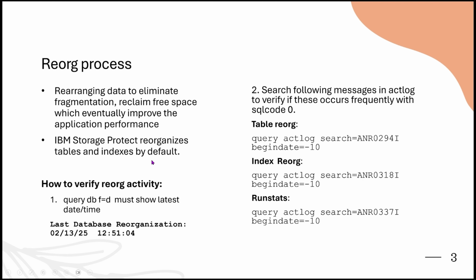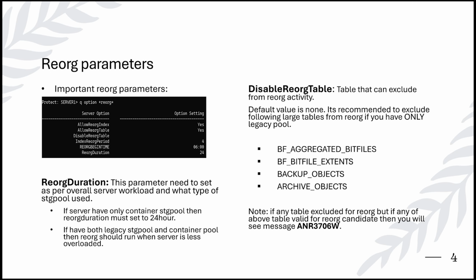To verify if reorg is running fine or not, we can run the query db f=d command, which will show the last database reorganization date and time. If the date and time is the latest one, then reorg is running fine. Otherwise, you need to diagnose the issue. Second way, we can query some ANR messages to verify if those ANR messages are the latest or the old ones. So here are some examples. And moving to the next slide.